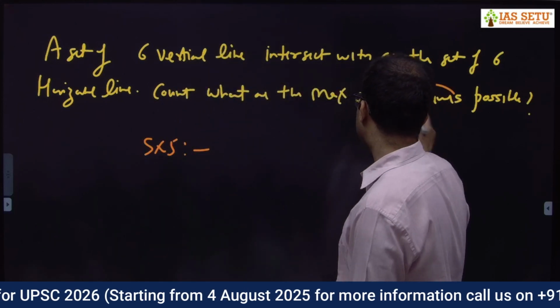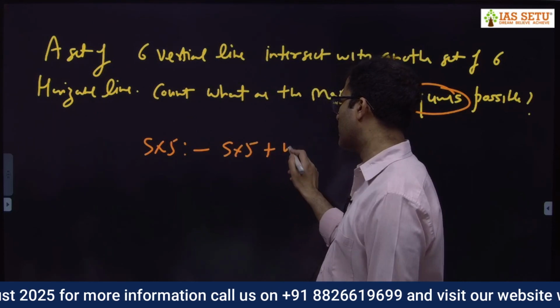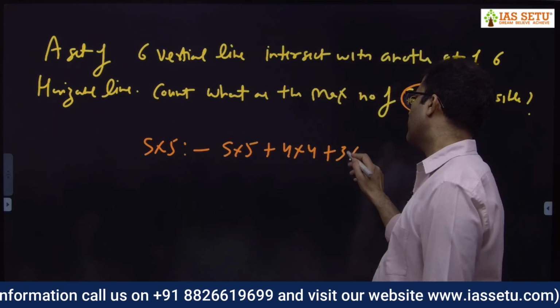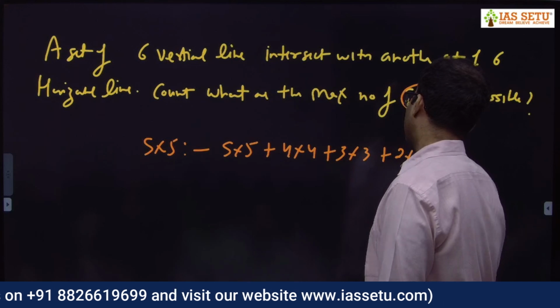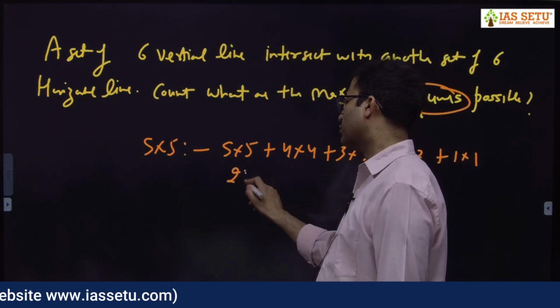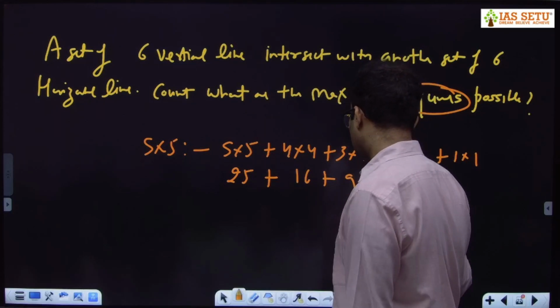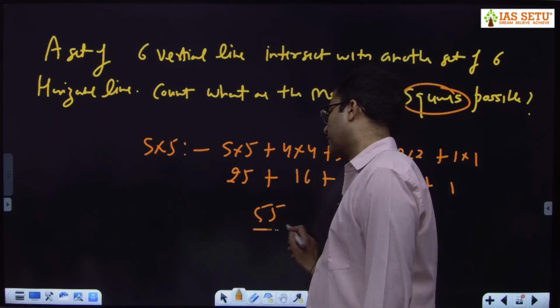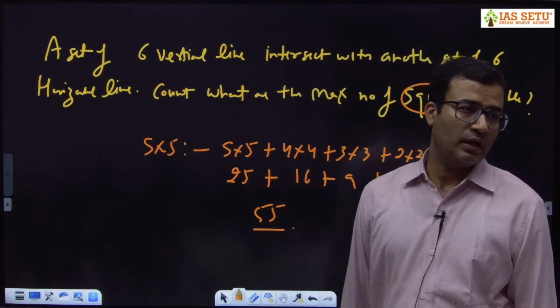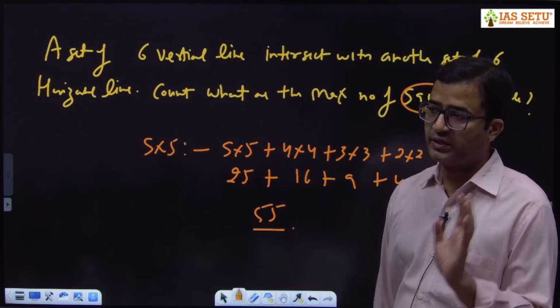Then you have to be careful what is a square. For squares our formula is 5 into 5 plus 4 into 4, 3 into 3, 2 into 2, 1 into 1. So it is 25 plus 16 plus 9 plus 4 plus 1. So here we have 55. Okay. I ask you two more questions. Be careful. Pay a little attention.